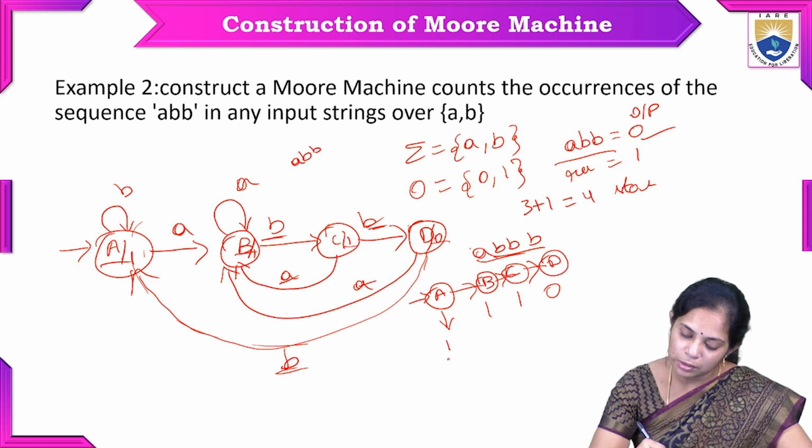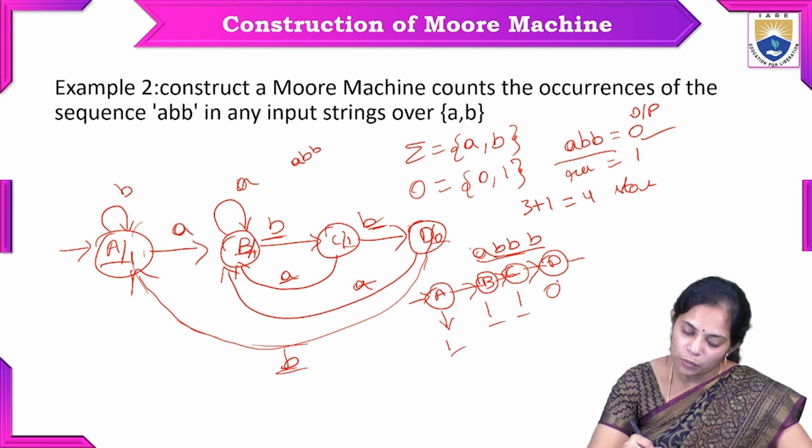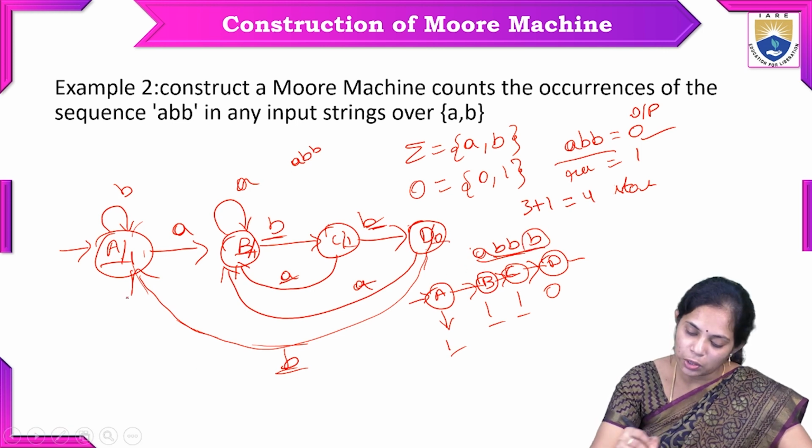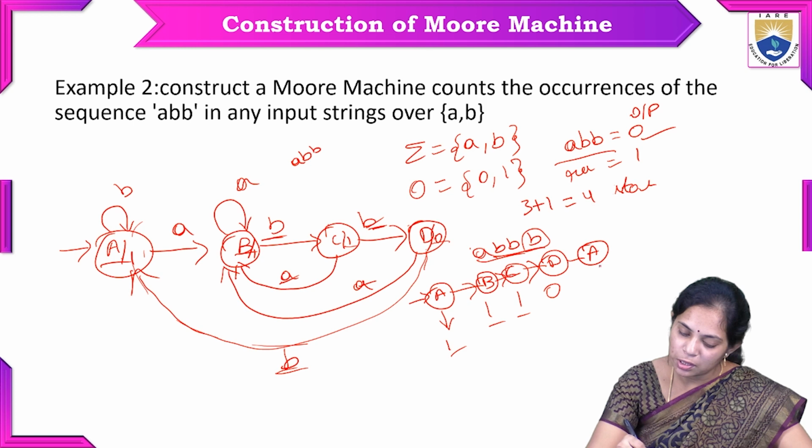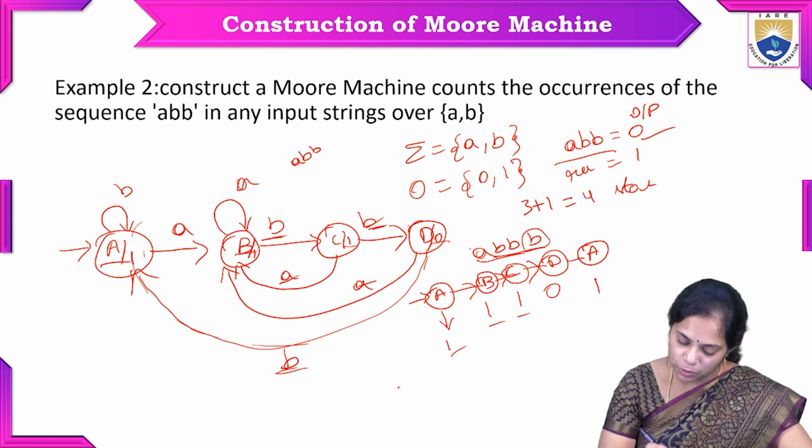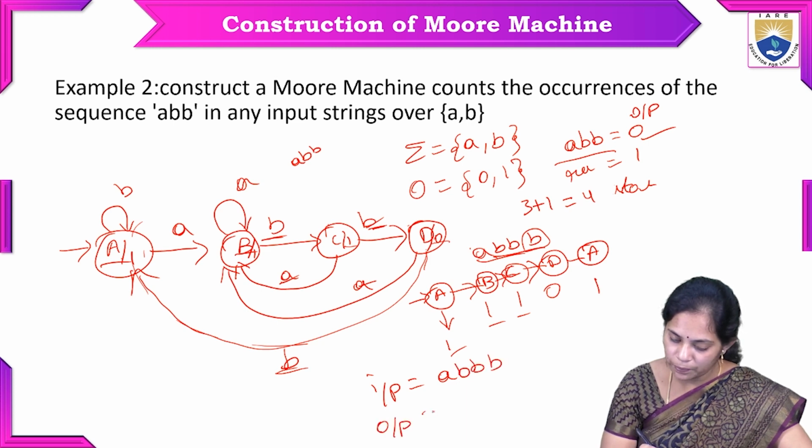So here what we get? 1, 1, and again from D, if you give B as an input, it is going to A. And what is the output here? So what is the input string? The input string is A, B, B. And what is the output string? 1, 1, 1, 0, 1.